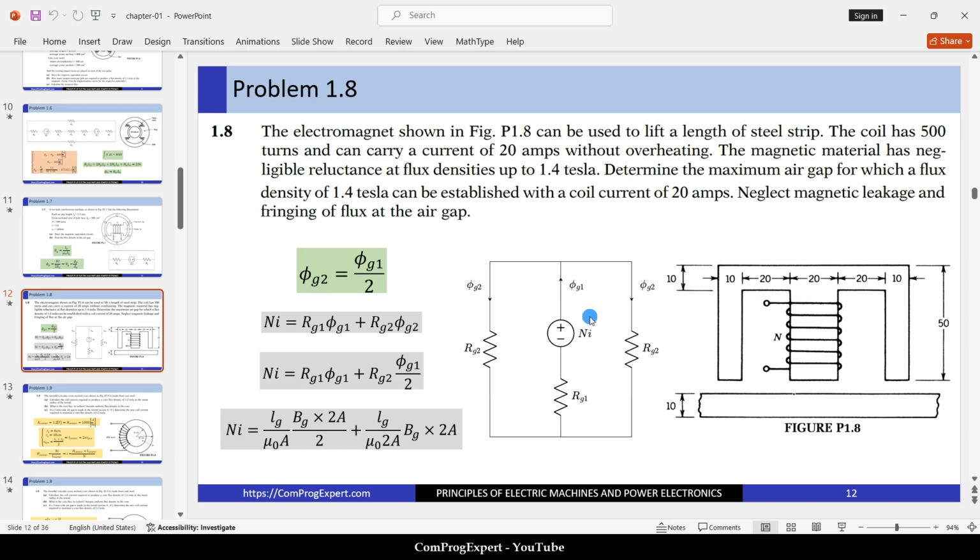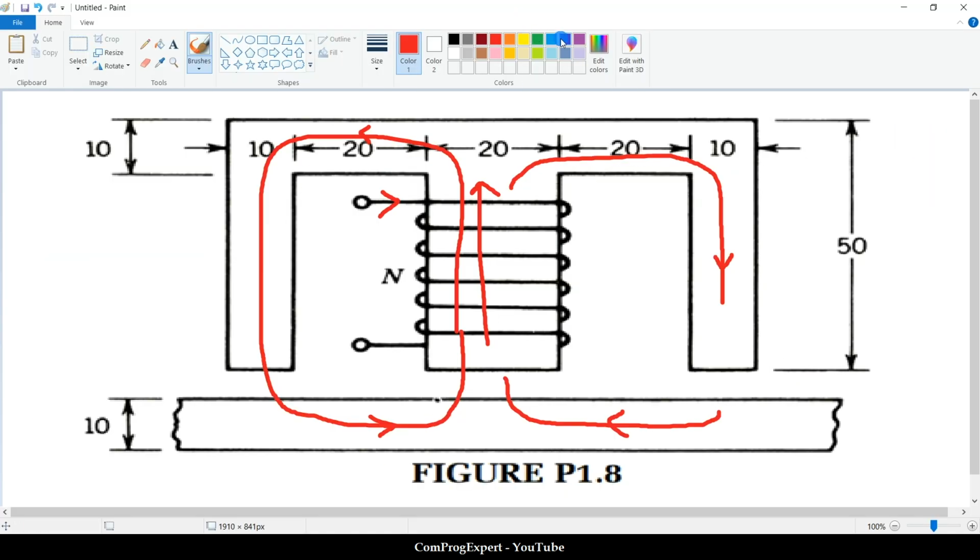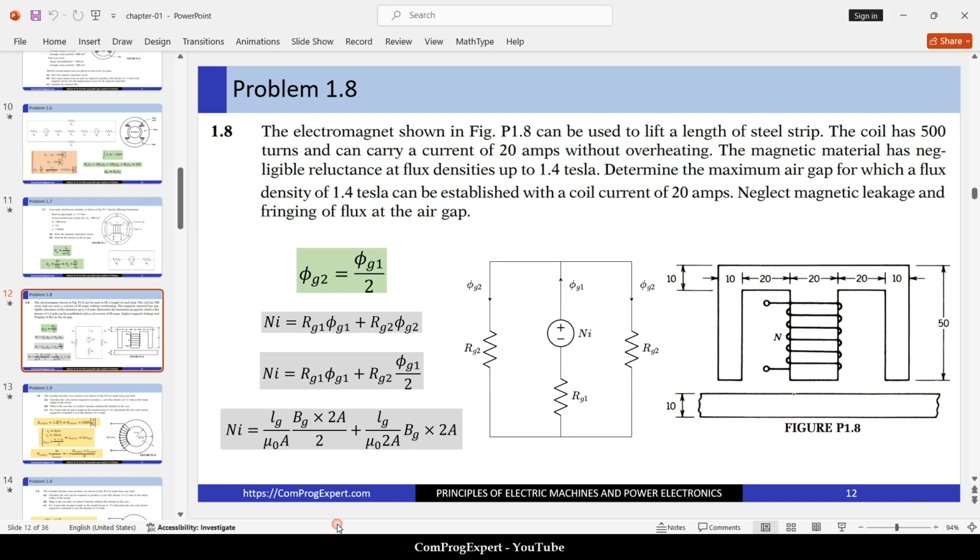Here we can draw this equivalent circuit because the reluctance of the iron parts is 0. We only have 3 reluctances for air gaps. We have one air gap reluctance here, one here, and one here. And we have this magnetomotive force source, Ni. We can calculate R gap 1. The value of the R gap 2 for these sides are the same.